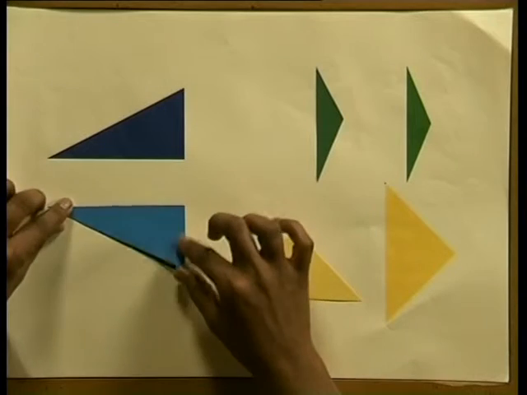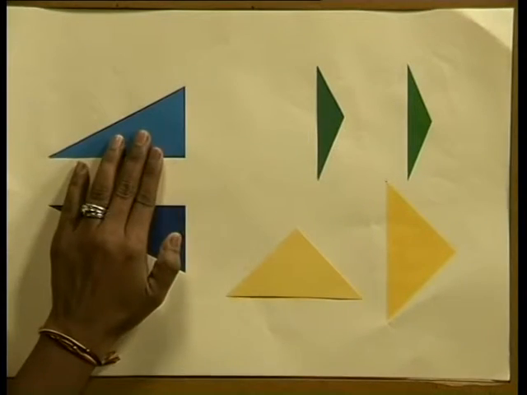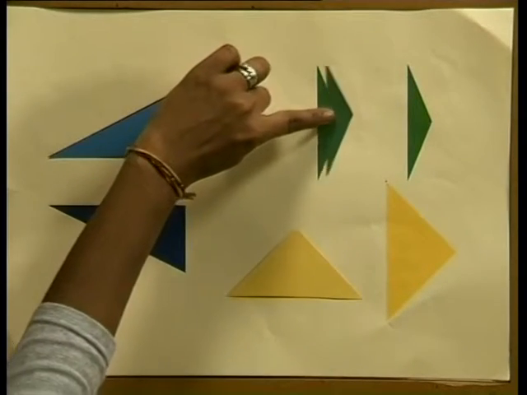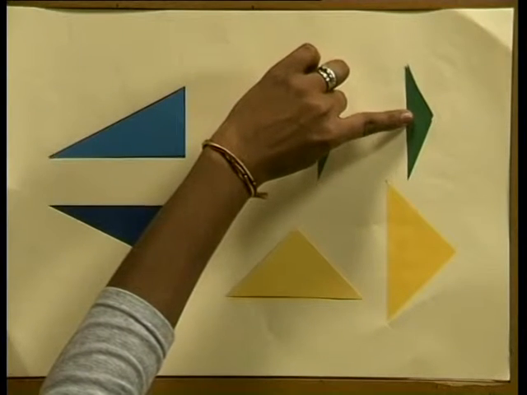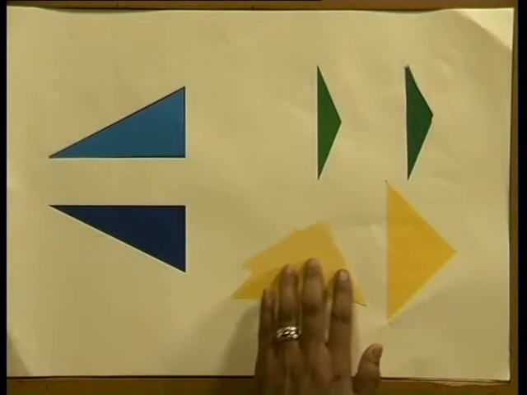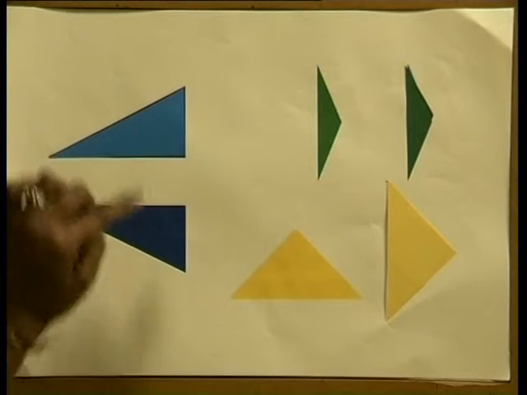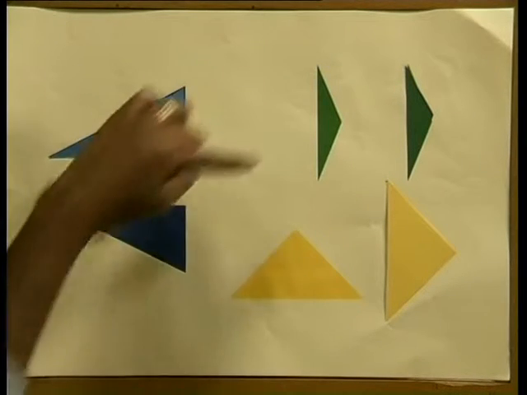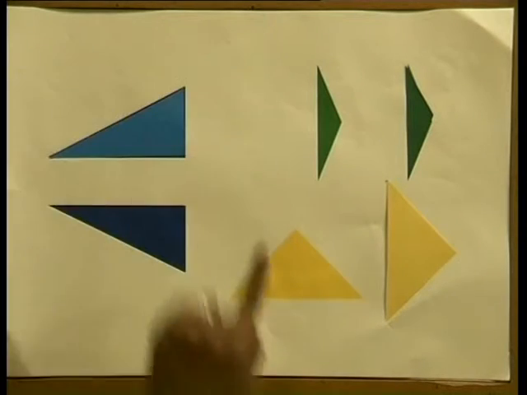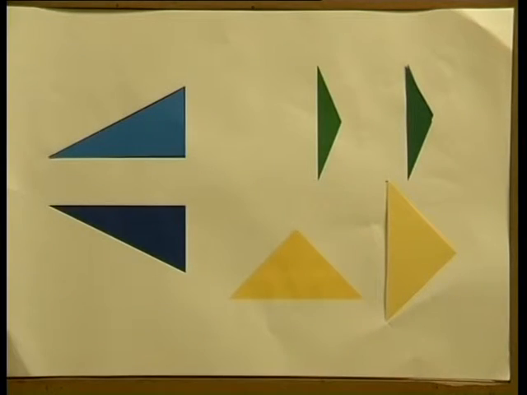We could flip one figure onto another. We could slide one figure onto another. Or we can rotate one figure onto another. So we see these two figures are congruent, these two figures are congruent, and these two are also congruent.